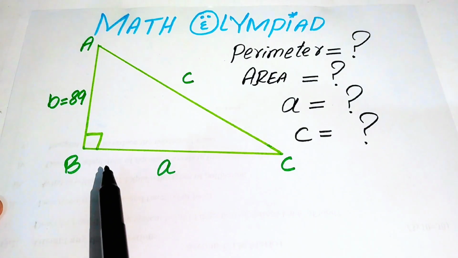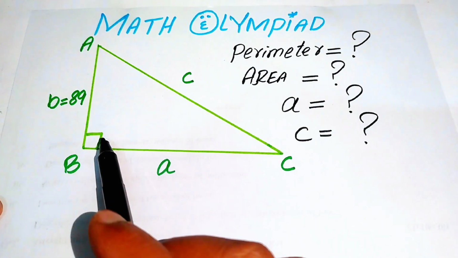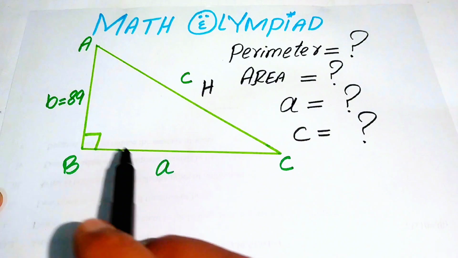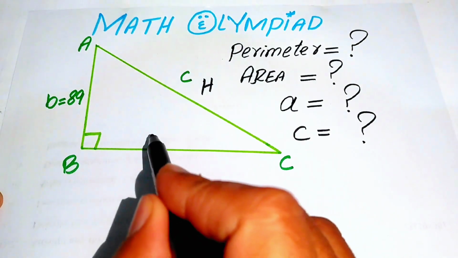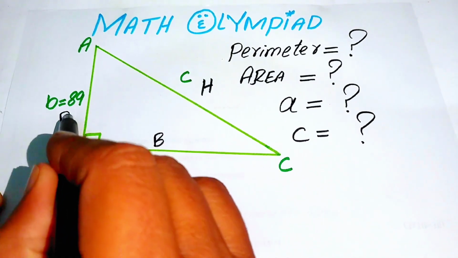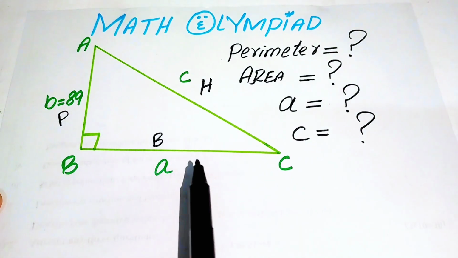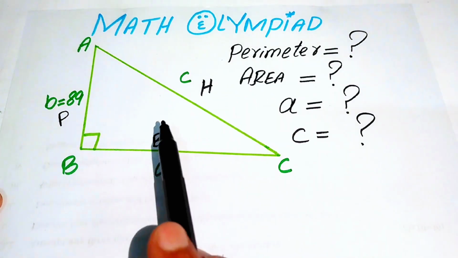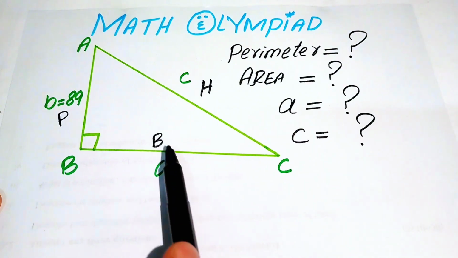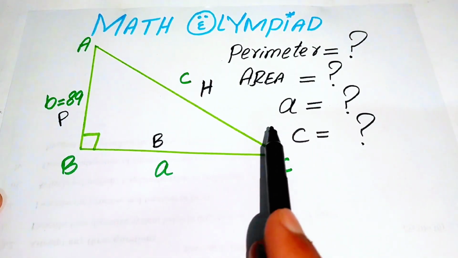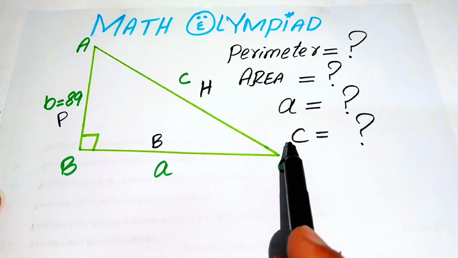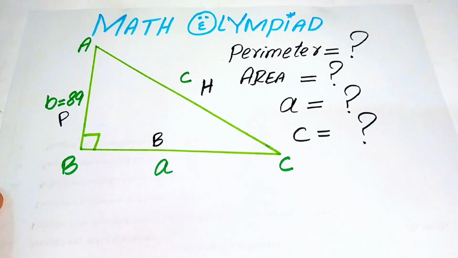So it means that the side opposite to the right angle is known as the hypotenuse, and the other two sides are base and perpendicular. So we call this side the base and this side the perpendicular. So here our question is that we find the perimeter of this right triangle, and we find the area of this right triangle, as well as we find the value of the length of side a and the length of side c.